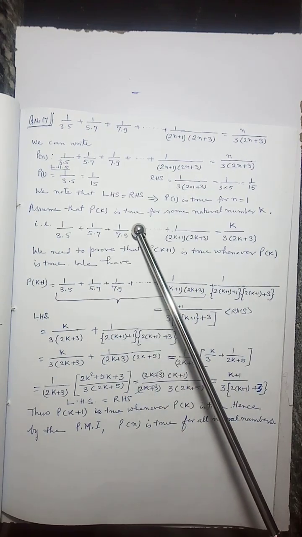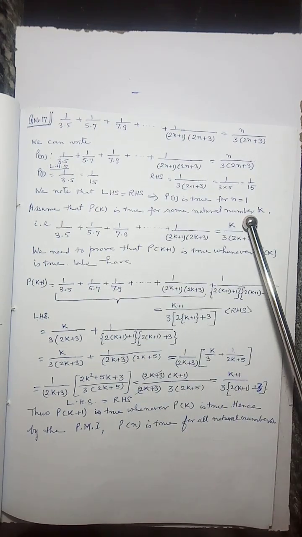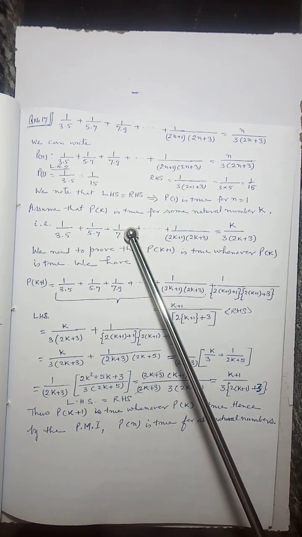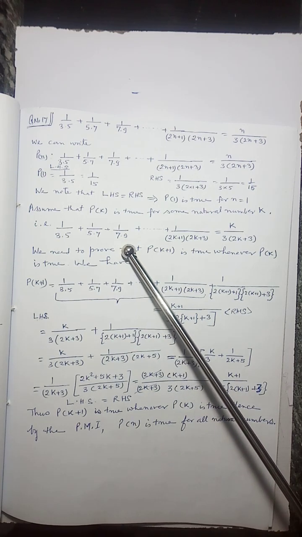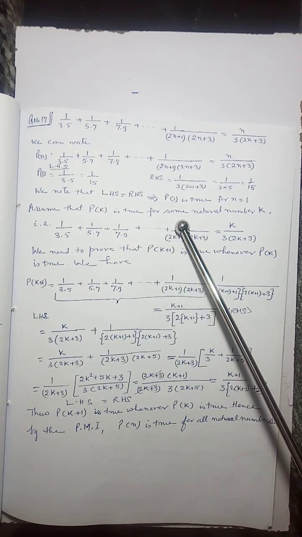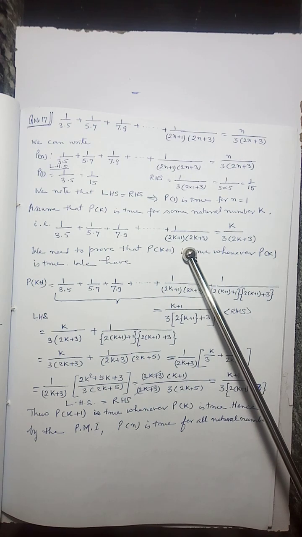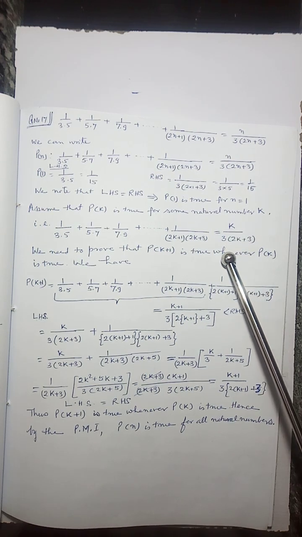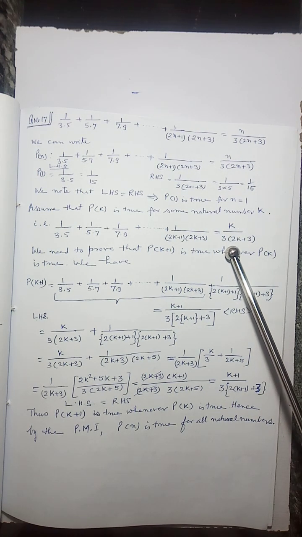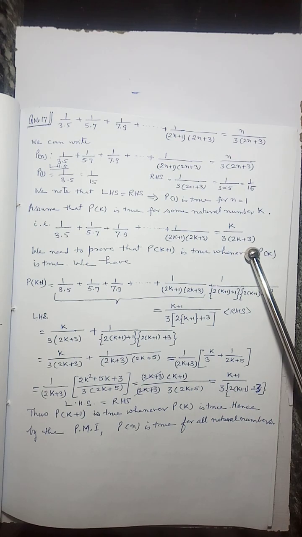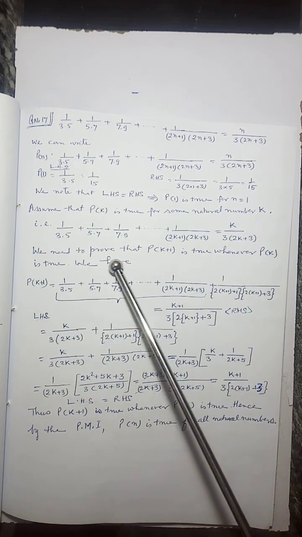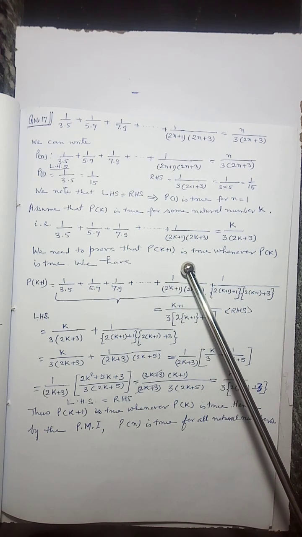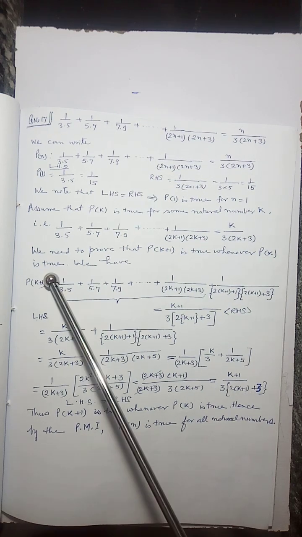Assume that Pk is true for some natural number k, that is 1 upon 3 into 5 plus 1 upon 5 into 7 plus 1 upon 7 into 9 plus dash dash plus 1 upon (2k plus 1)(2k plus 3), and it is equal to k upon 3 inside the bracket 2k plus 3. Now here we need to prove that Pk plus 1 is also true whenever Pk is true.